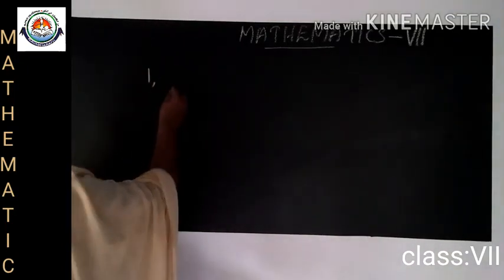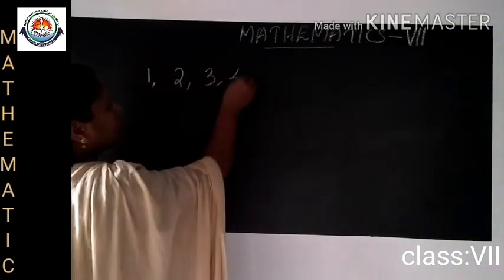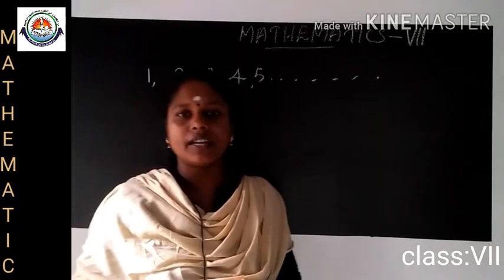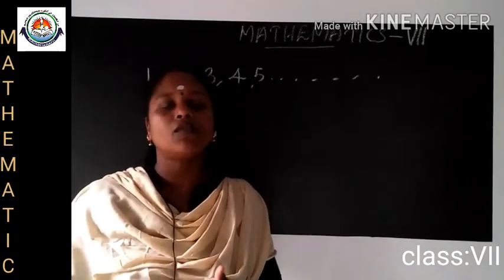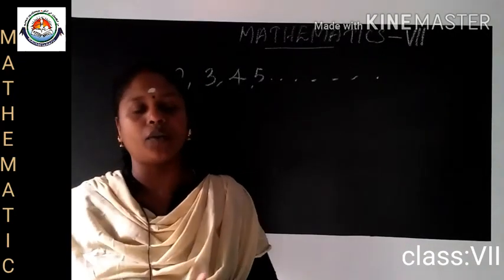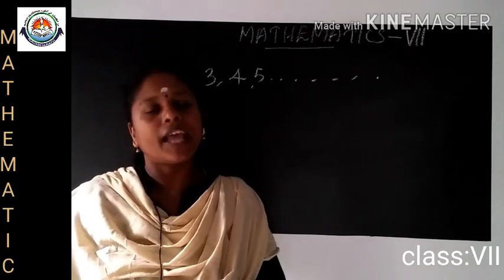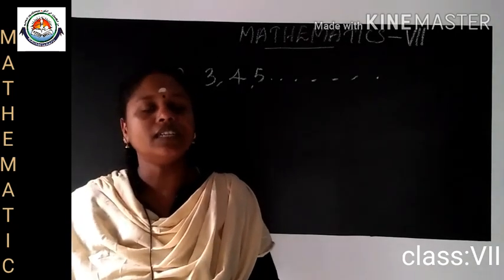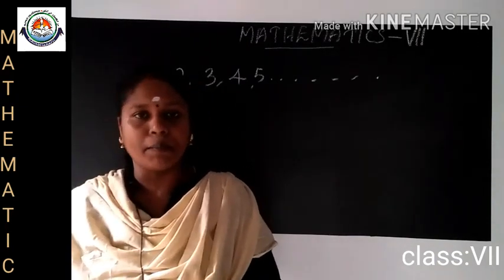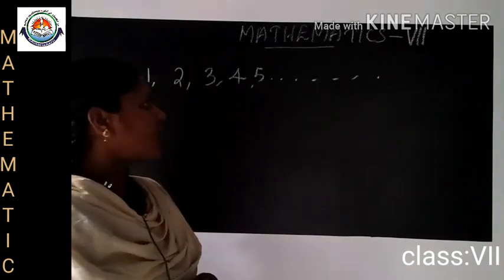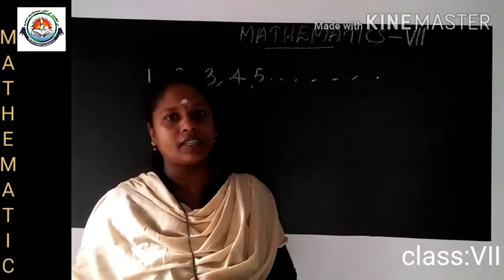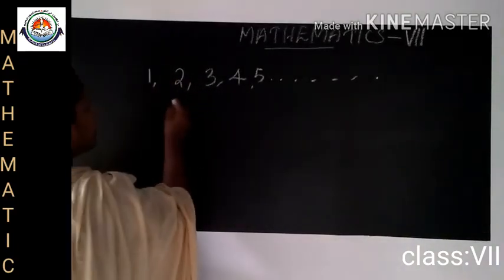Listen, 1, 2, 3, 4, 5, etc. These numbers are called counting numbers, and we use one more name to represent them. What is that? Natural numbers. We already studied natural numbers. Natural numbers means the counting numbers: 1, 2, 3, 4, 5, 6, etc.